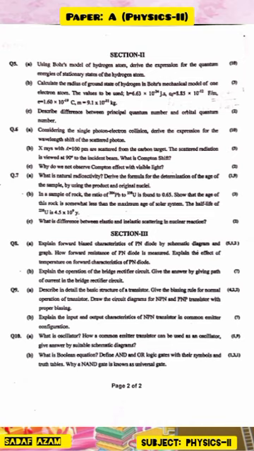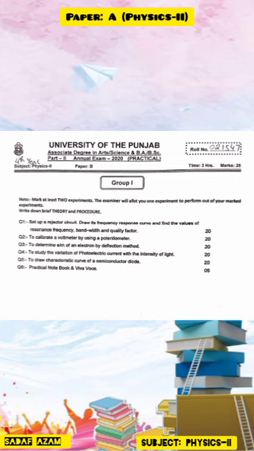Page 2 of 2. University of the Punjab Associate Degree in Arts, Science and BA BSc Part 2 Annual Exam 2020 Practical. Subject Physics 2, Paper B. Time 3 hours, marks 25. Group 1. Note: mark at least 2 experiments. The examiner will allot you 1 experiment to perform out of your marked experiments. Write down brief theory and procedure.